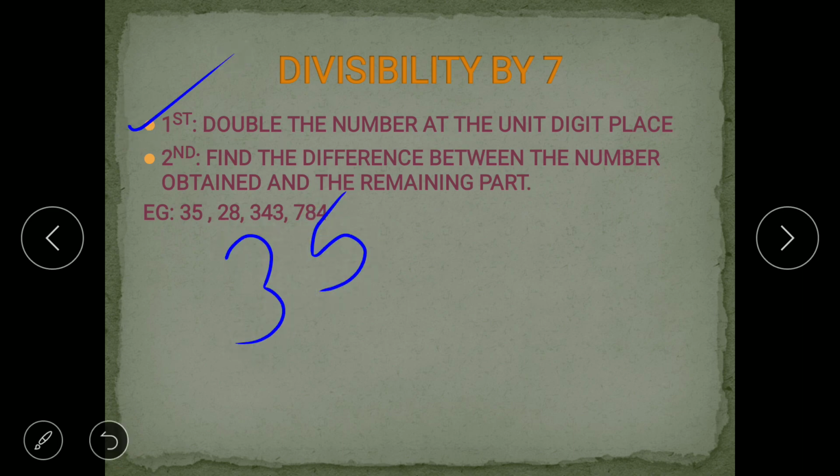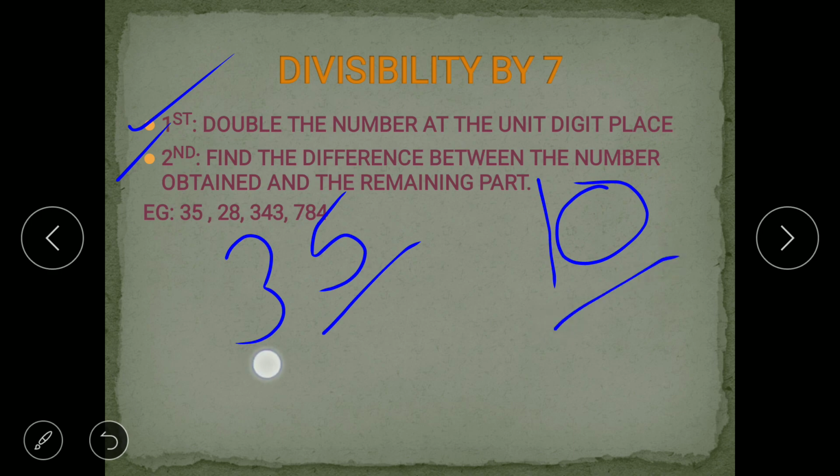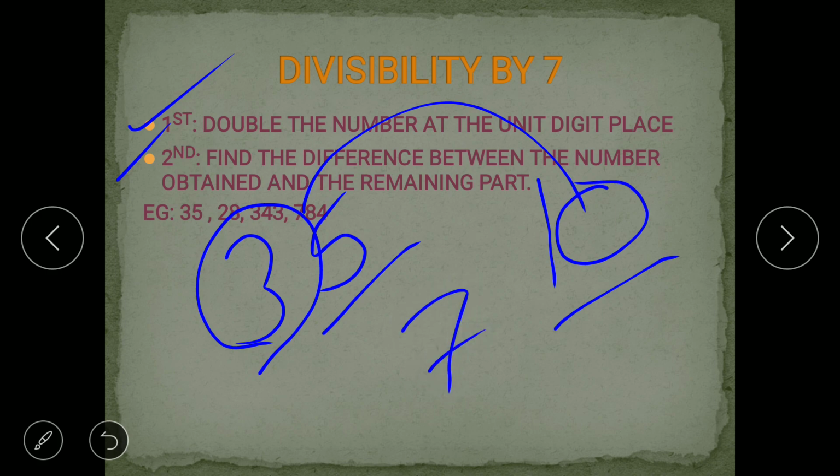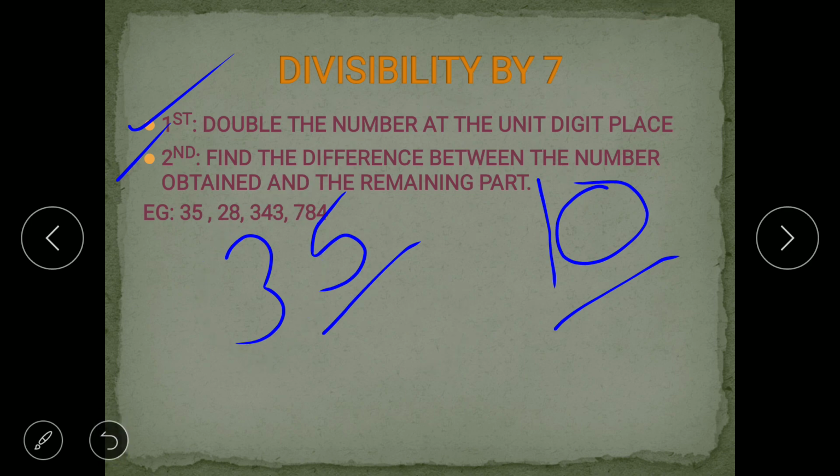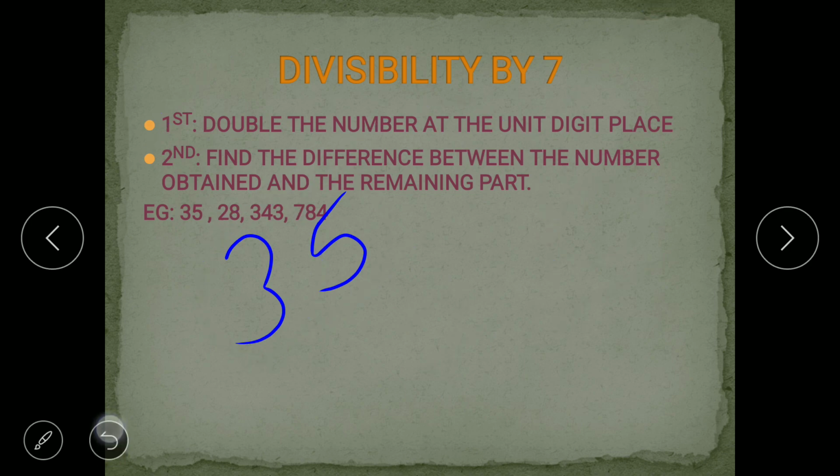First step is double the number at the unit digit place. 5. Double of 5 is 10. Second step is find the difference between the number and 10. Now we have 10 and the remaining part is 3. Find the difference. What is the difference? It's 7. If this number is divisible by 7, then you can say that the whole number is also divisible by 7.